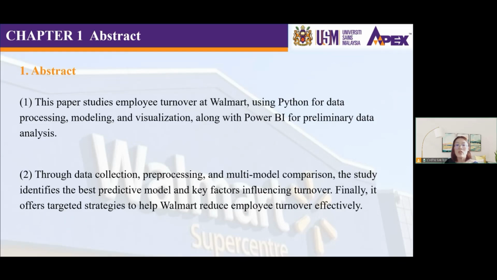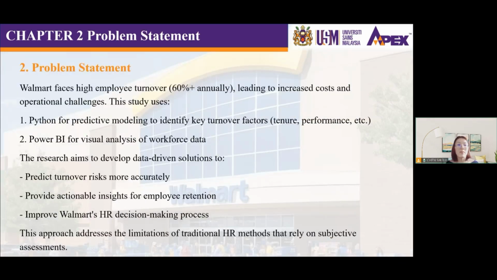Next, I introduce chapter 2, the problem statement. Walmart faced high employee turnover, leading to increased costs and operational challenges. The study used Python for predictive modeling to identify key turnover factors, and Power BI for visual analysis of the workforce data. The researchers developed data-driven solutions to predict turnover risk more accurately and provide actionable insights for employee retention and to improve Walmart's human resources decision-making process. This approach addressed the limitation of traditional human resources methods that rely on subjective assessments.